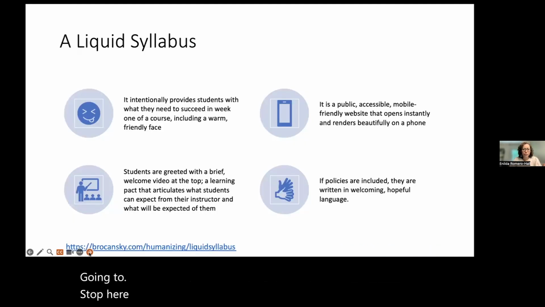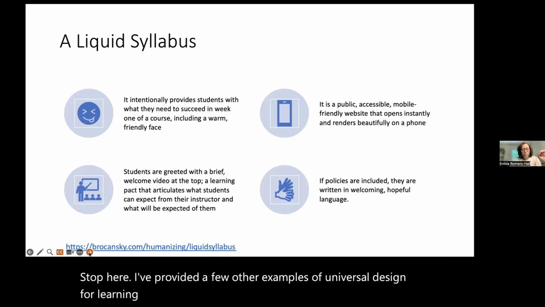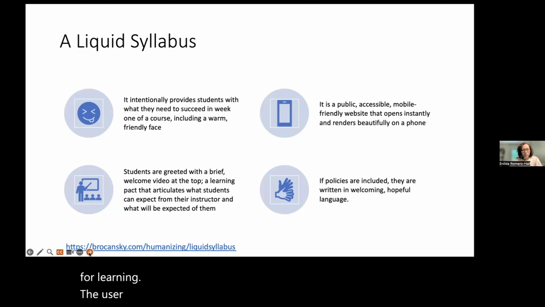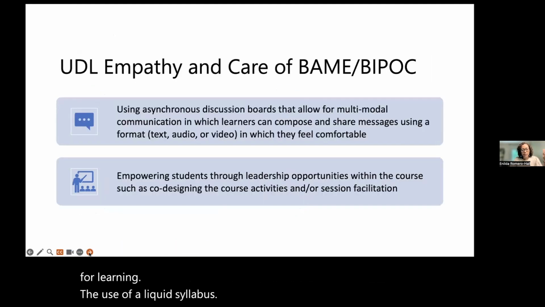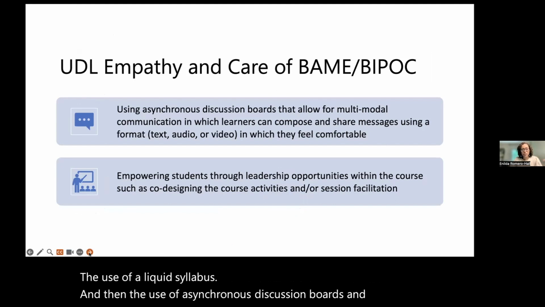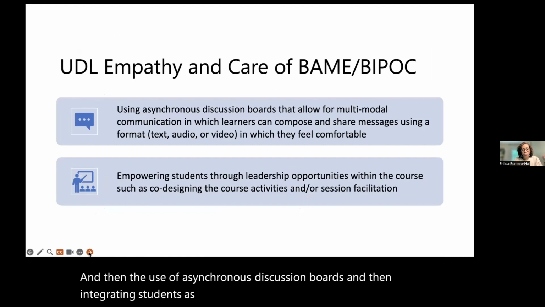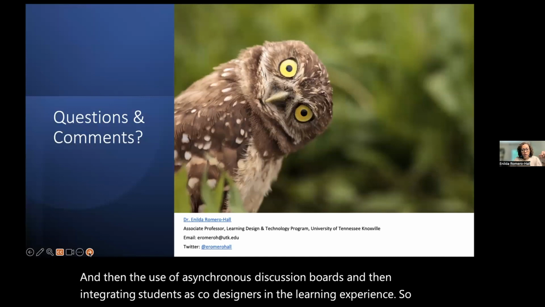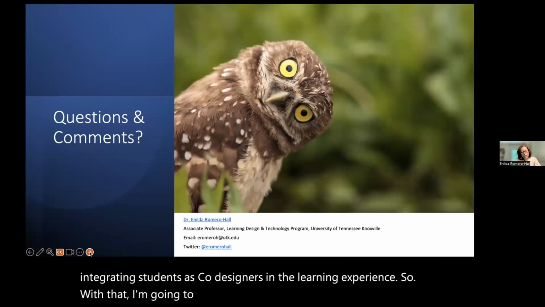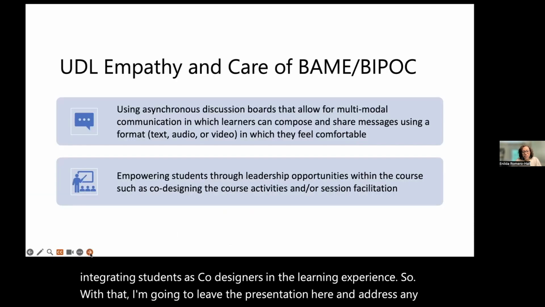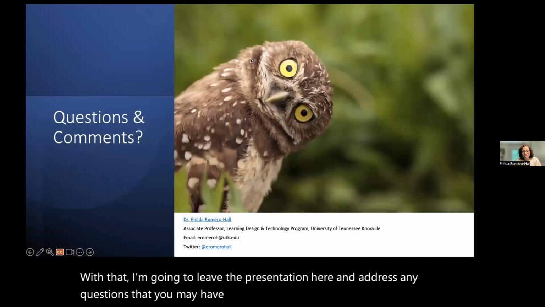I've provided a few other examples of universal design for learning: the use of a liquid syllabus, the use of asynchronous discussion boards, and integrating students as co-designers in the learning experience. So with that, I'm going to leave the presentation here and address any questions that you may have or any comments that may come to mind.